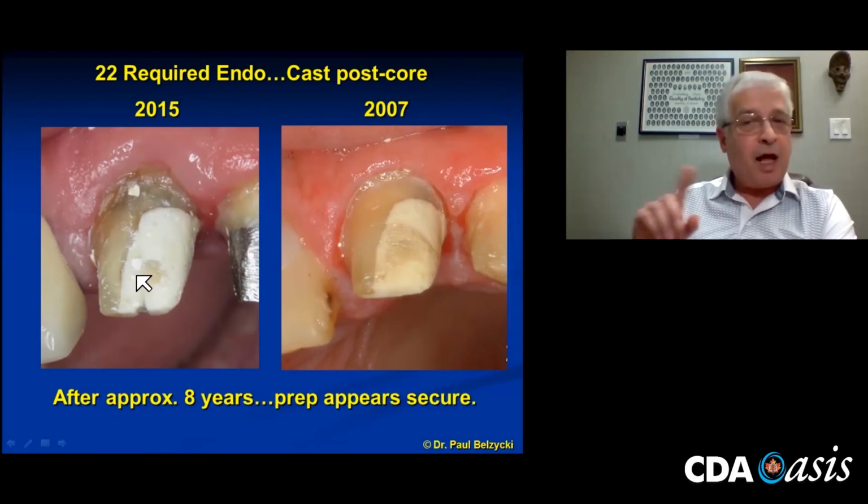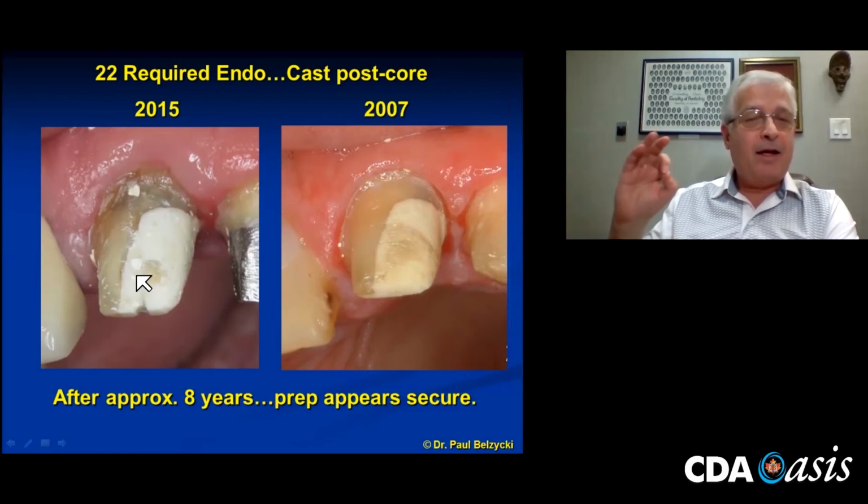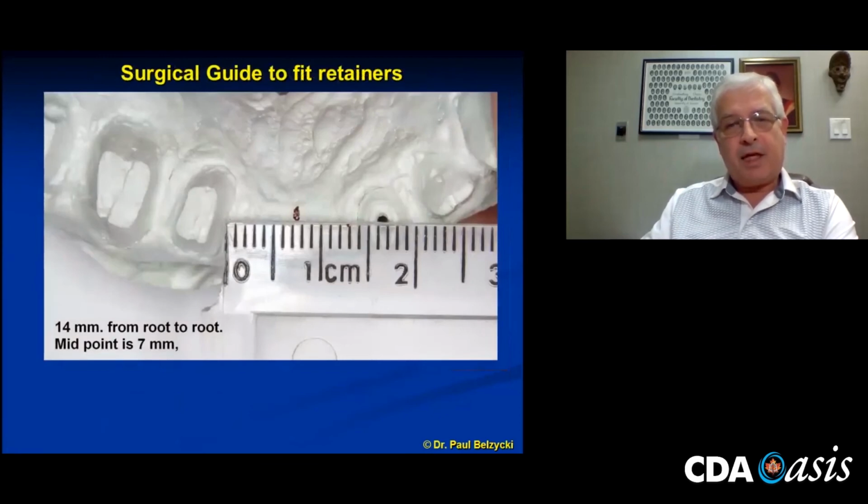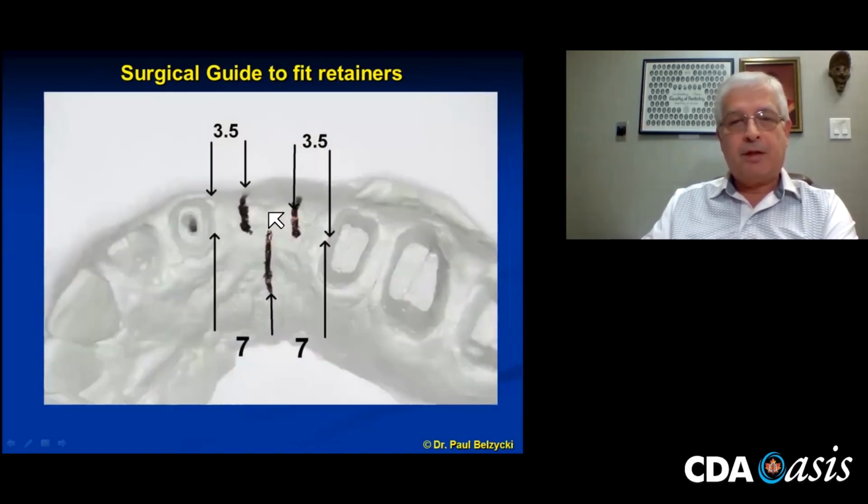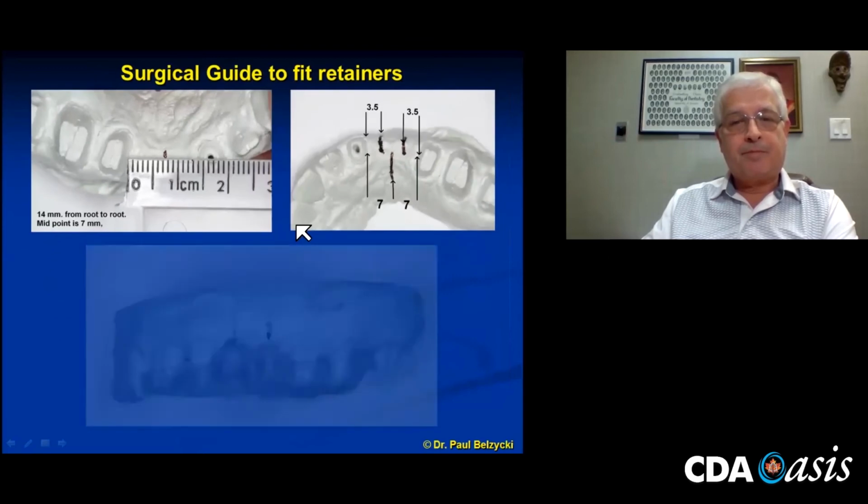I didn't rely on bonding. This is not a bonded composite resin core buildup. This is locked down by mechanical retention. I don't rely on bonding. And it was at that point I could measure the distance between these two. Between this tooth and this tooth, it was some 14 millimeters, split the difference, 7 on each side, and that's where the implants would go.